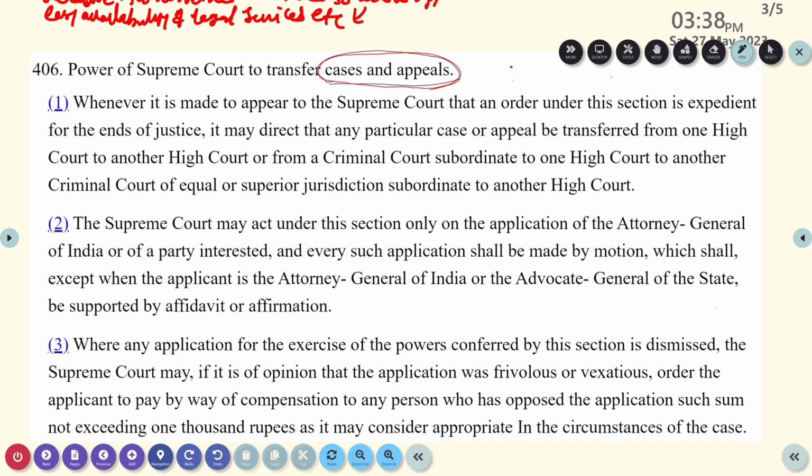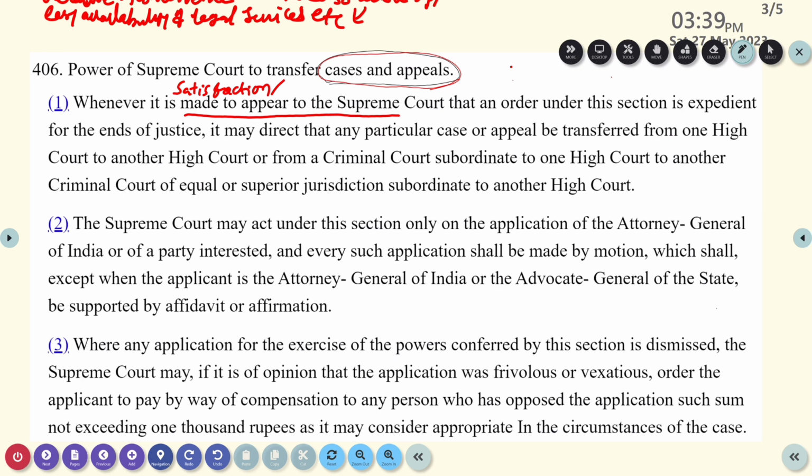What is the language? Whenever it is made to appear to the Supreme Court. The literal meaning of made to appear to the Supreme Court is satisfaction, just like in Section 25, made to appear to the Supreme Court. So, the Supreme Court has to be satisfied.